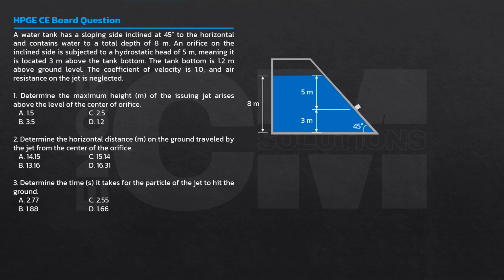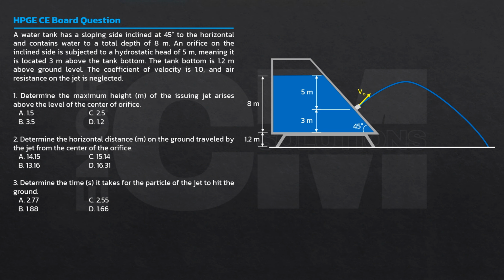The tank is 1.2 meters above the ground surface. The bottom of the tank, this is 1.2 meters above the ground surface. So the jet will flow here, and this is the initial direction of the water, let's call it VO. This is the flow of our tank.